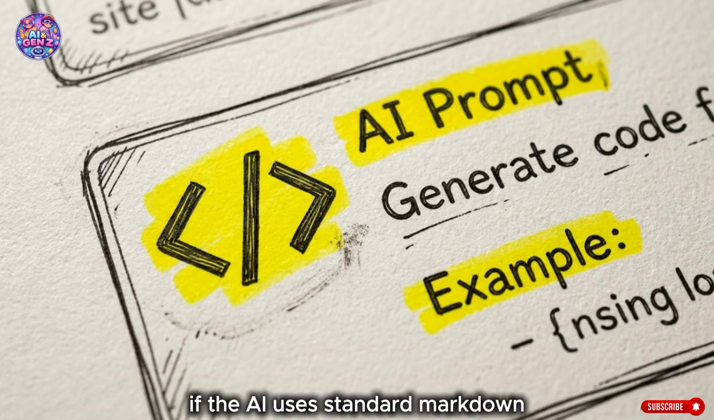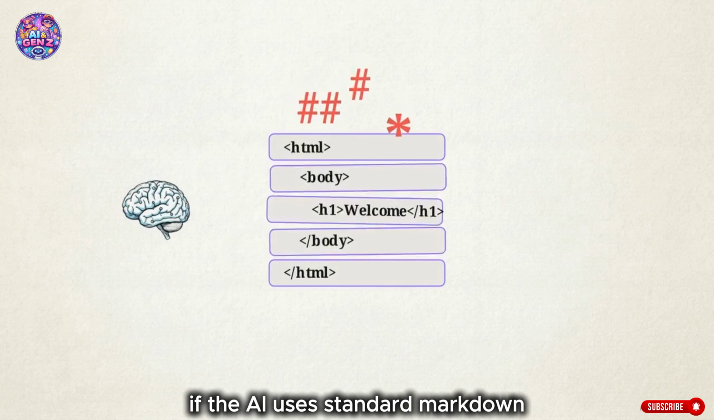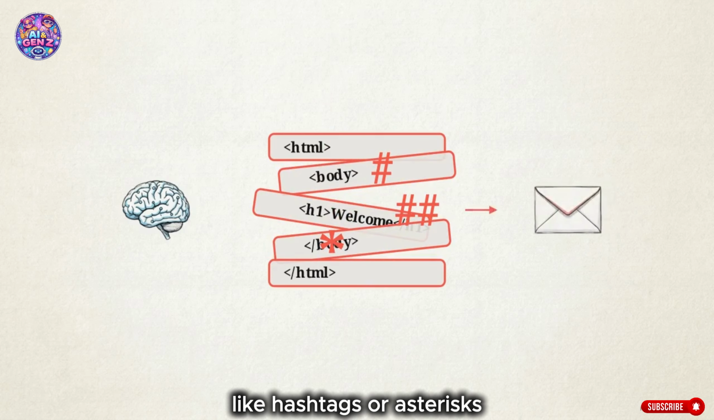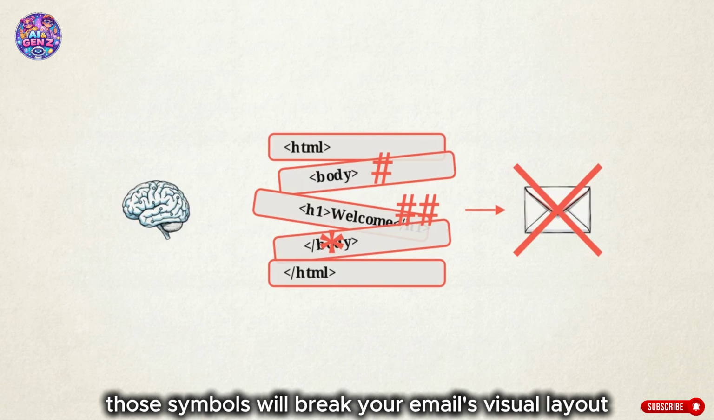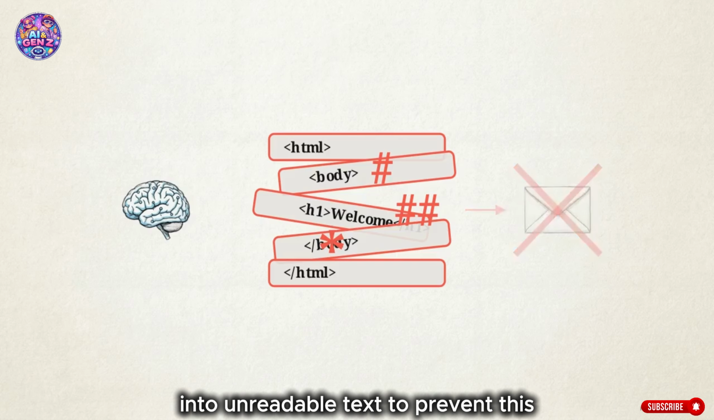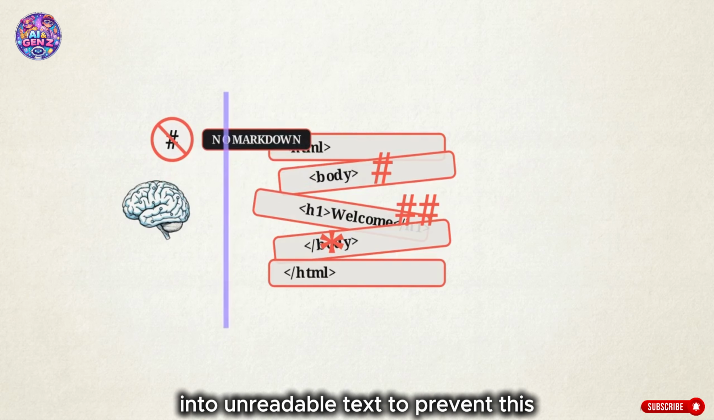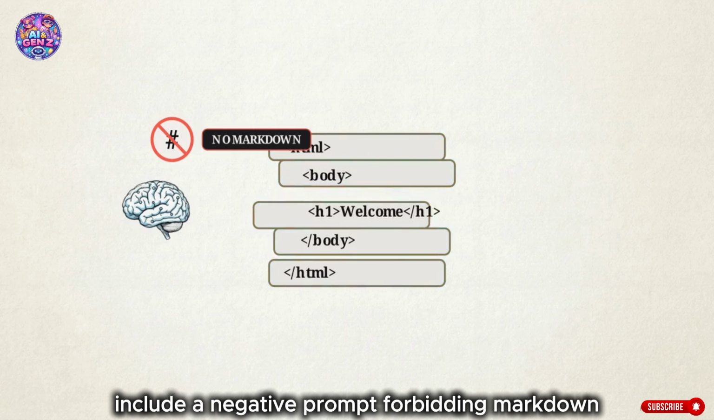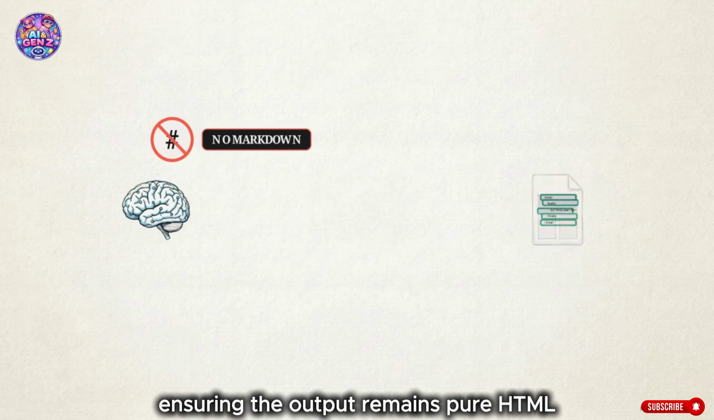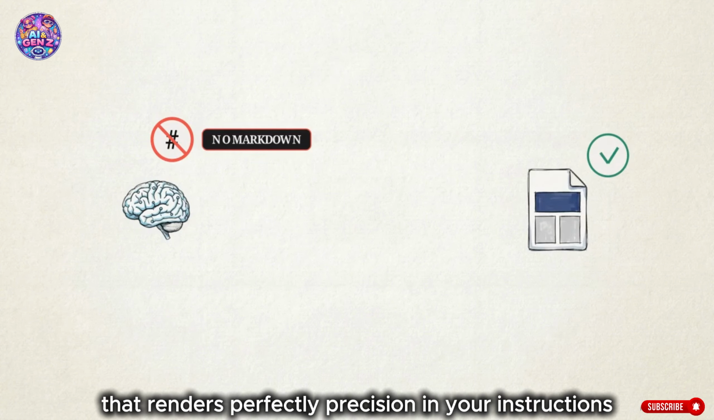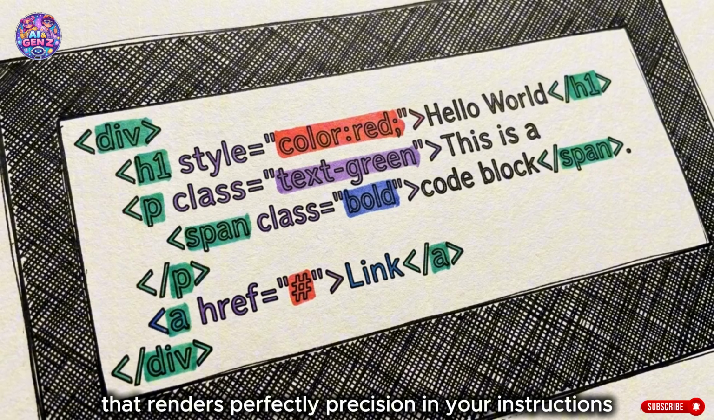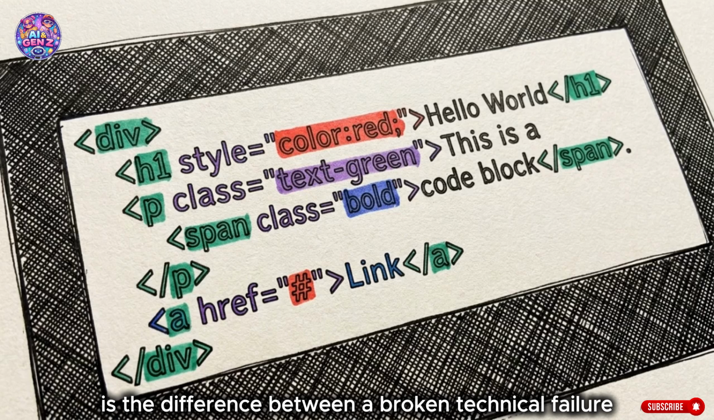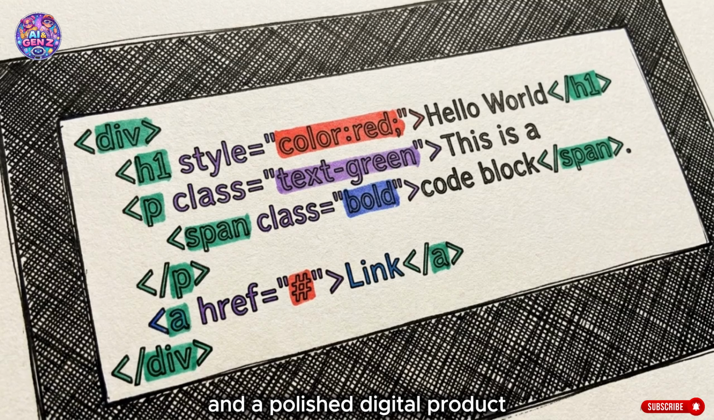If the AI uses standard markdown like hashtags or asterisks, those symbols will break your email's visual layout into unreadable text. To prevent this, include a negative prompt forbidding markdown, ensuring the output remains pure HTML that renders perfectly. Precision in your instructions is the difference between a broken technical failure and a polished digital product.